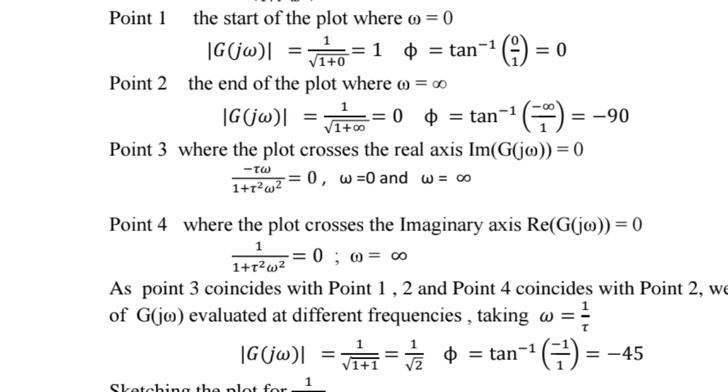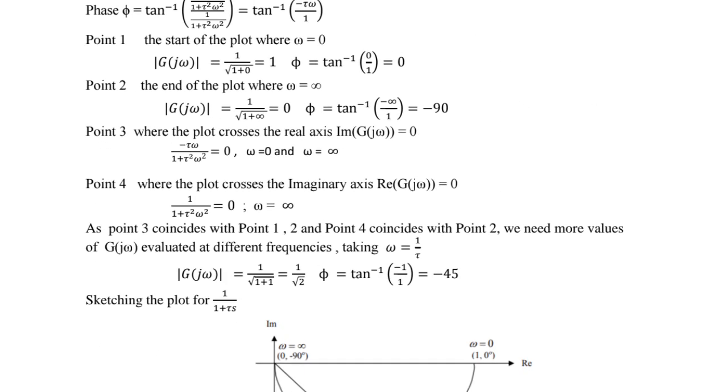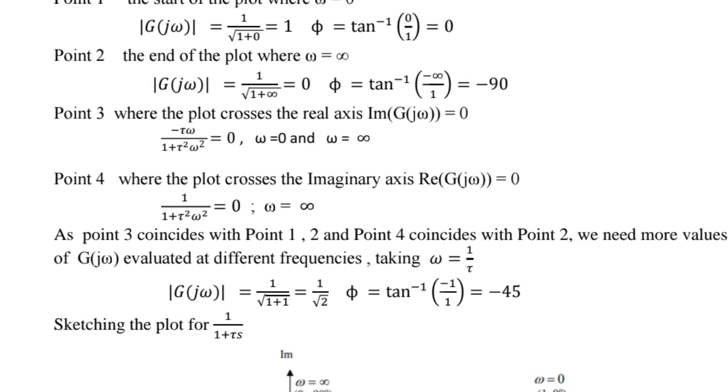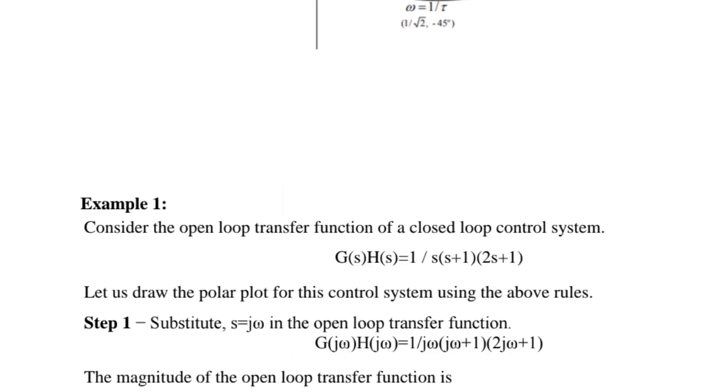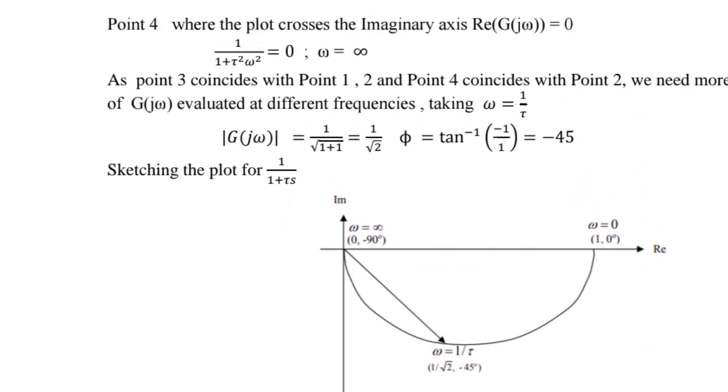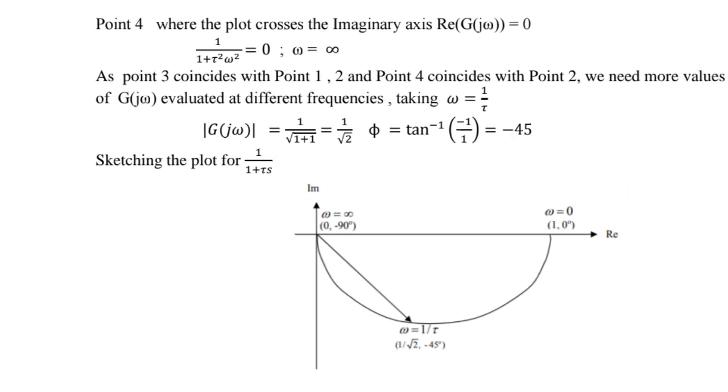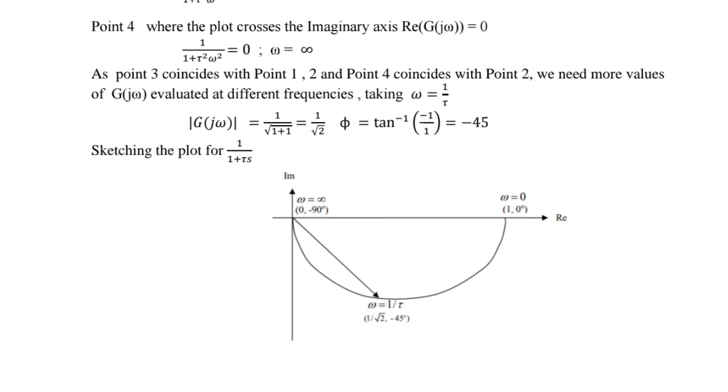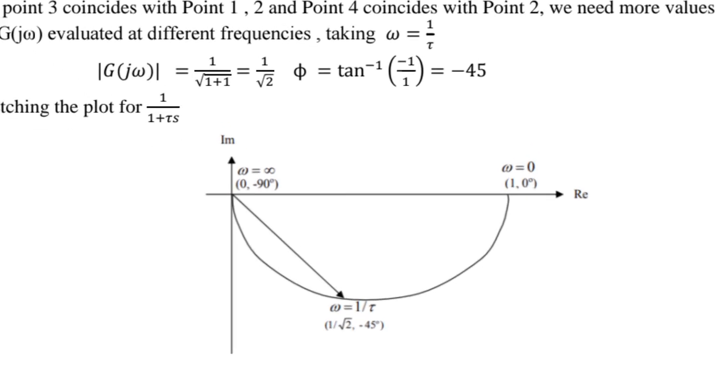Now you need to find where the plot crosses the real axis, and next where the plot crosses the imaginary axis. Finally, point 3 coincides with points 1 and 2, and point 4 coincides with point 2. That is what we have plotted here. This is the sketch of the polar plot of the first order system. We need more values for evaluating different frequencies, so here we take ω equal to 1 by τ, and based on that we plot the polar plot.